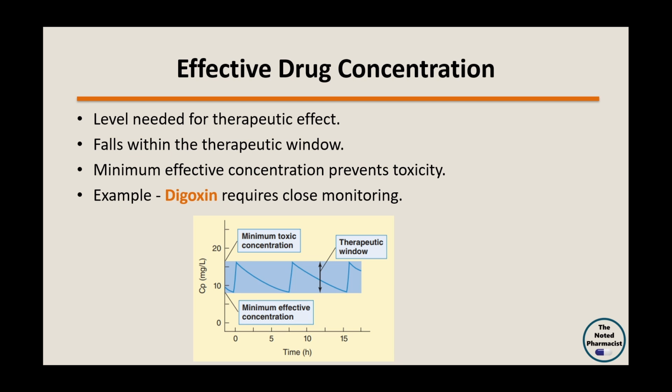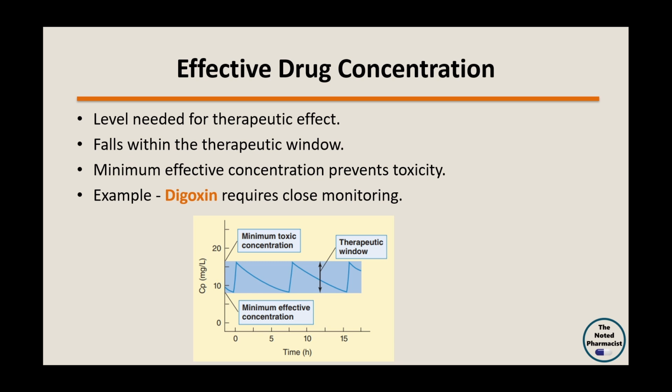The effective drug concentration is the level required to achieve a therapeutic effect, and this level falls within the therapeutic window. For example, monitoring digoxin levels is essential, as therapeutic and toxic levels are close. The therapeutic window is the range between the minimum therapeutic concentration, MTC, and minimum toxic concentration, MTC, of a drug, providing a safe, effective plasma concentration.